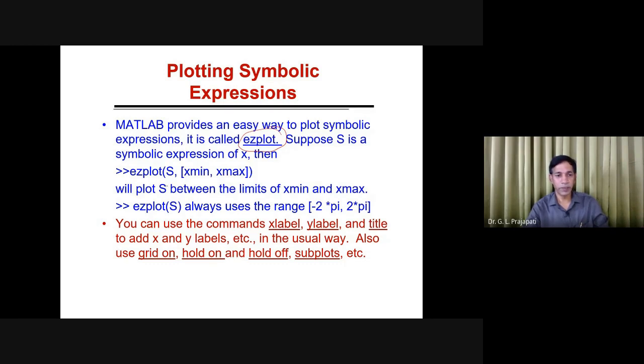Suppose S is a symbolic expression of x. Like the plot function, you have ezplot with x minimum and x maximum. This will plot x between the limits of x minimum and x maximum, and ezplot by default uses a range. The default range is minimum minus 2 pi and maximum 2 times pi.